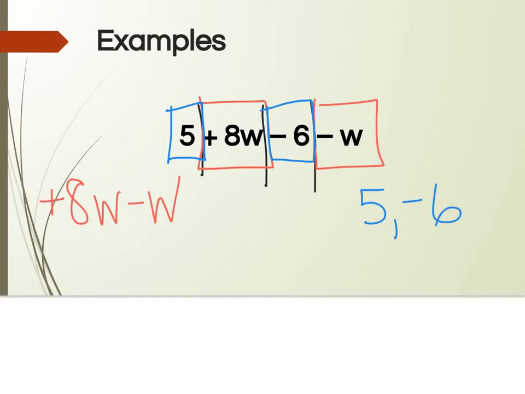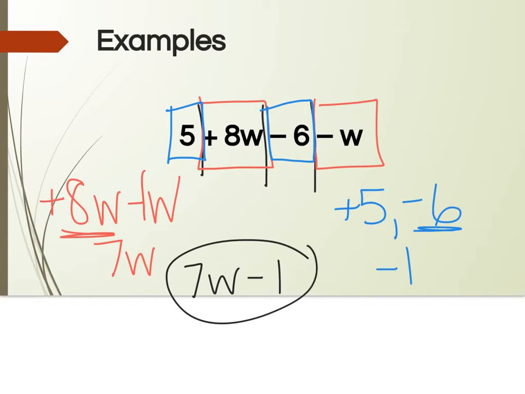To solve the w's, you have a +8 and a -1. They're different signs, so you subtract. 8 minus 1 is 7. Bring down your w, and the larger number was the 8, so it's positive. For the +5 and the -6, they're different signs, so you subtract. 6 minus 5 is 1, and the 6 is the larger number, so we take that sign, and it's a negative. Your final answer is 7w minus 1.